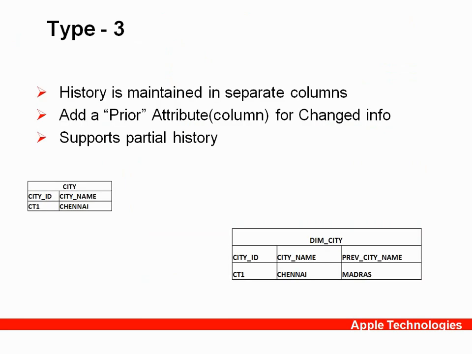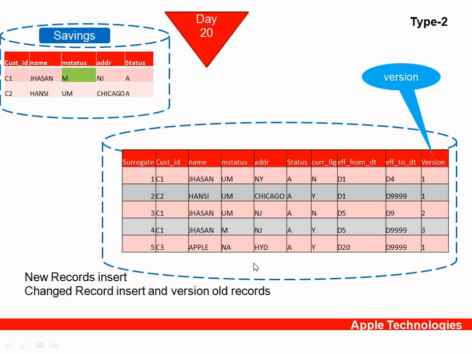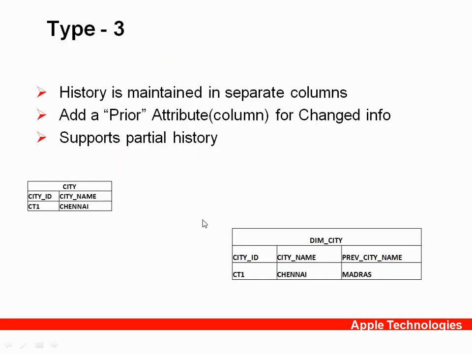Type 3 will maintain history partially. Type 1 has no history, type 2 has full history, because even if a customer changed the information 100 times, we will have it in the table. But type 3 will maintain partial history, meaning one time history or two time history, and even that history will be created in columns, not in rows. Previously, every time there is a change, what are we doing? A new record coming. But in this case, what we'll do, so take this example.